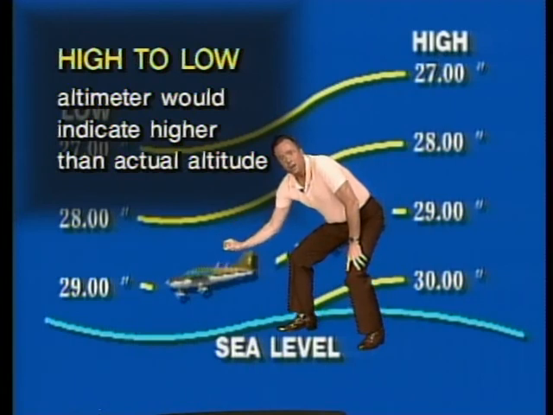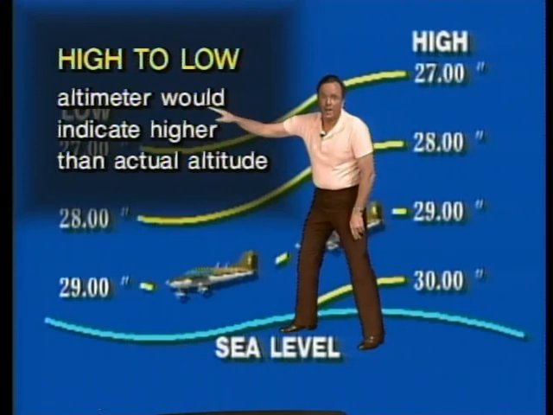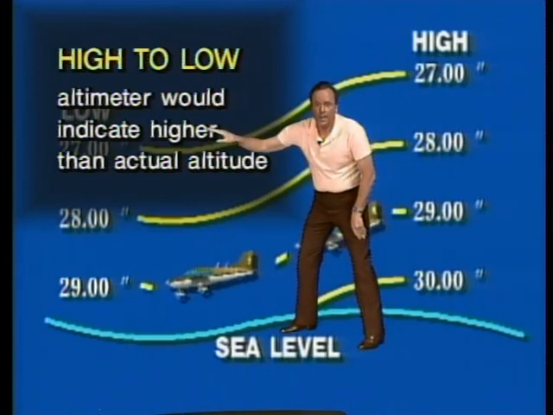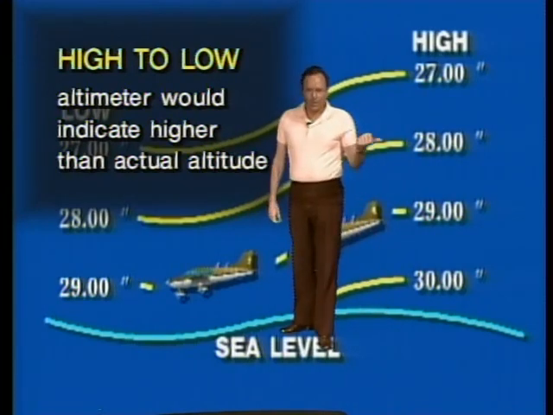The reason the airplane's too low is because the altimeter is indicating too high. So if you go from high to low, the altimeter would indicate higher than actual altitude. Let's go the other way and do another one.